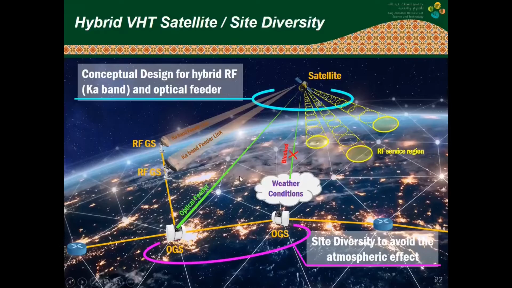Obviously, there are a lot of challenges like tracking, alignment, and having to deal with cloud blockage, and how you need some site diversity to be able to reconnect with another optical gateway station in case the one you are currently connected to is subject to cloud obstruction. So these are some of the interesting problems that one has to deal with when looking at free space optics in the context of this niche application of very high throughput satellites.